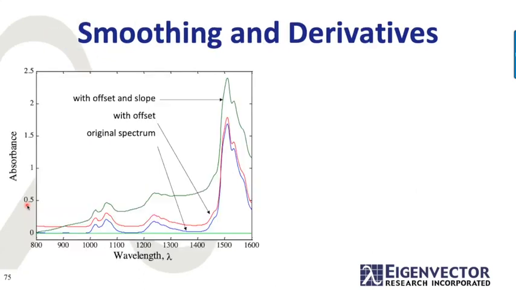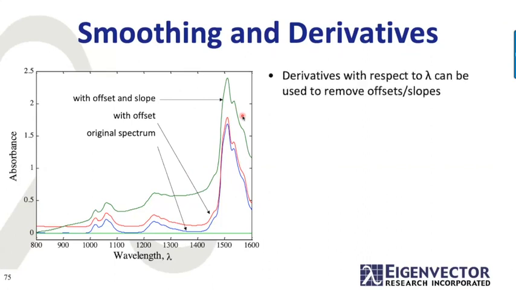And we also, of course, use smoothing and derivatives. The general idea here is that if we have an original spectrum, this blue one here, and let's add to that a baseline offset and create the red one, and then add to that also a sloping baseline and get the green one. Well, derivatives can make that go away.